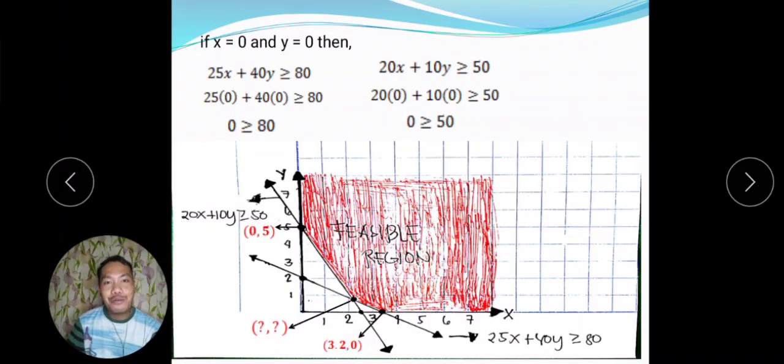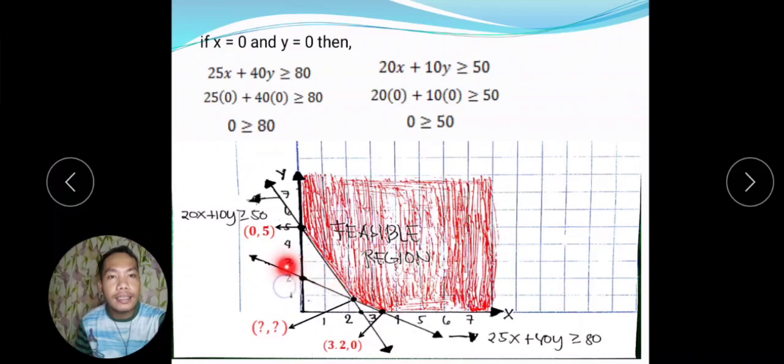And now we will plot the coordinates we got in our previous solutions. For our first constraint, we have 25x plus 40y greater than or equal to 80. The value of our coordinates is 3.2 and 2. So we have this one, as you can see. 2 is our y, and 3.2 is our x. So, let's connect them. So this is our first line.